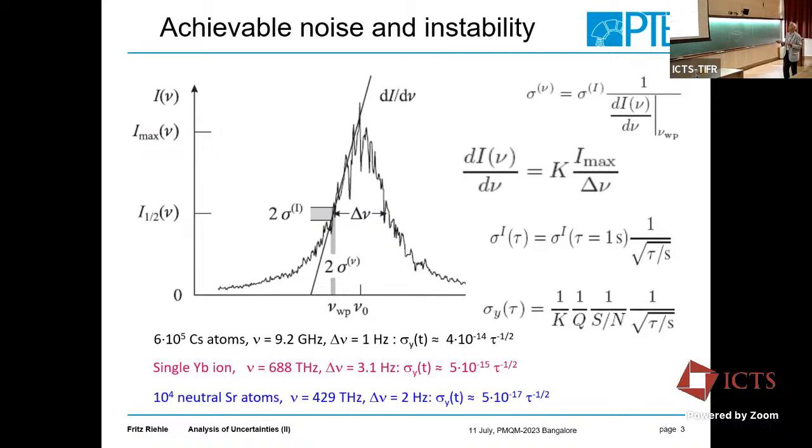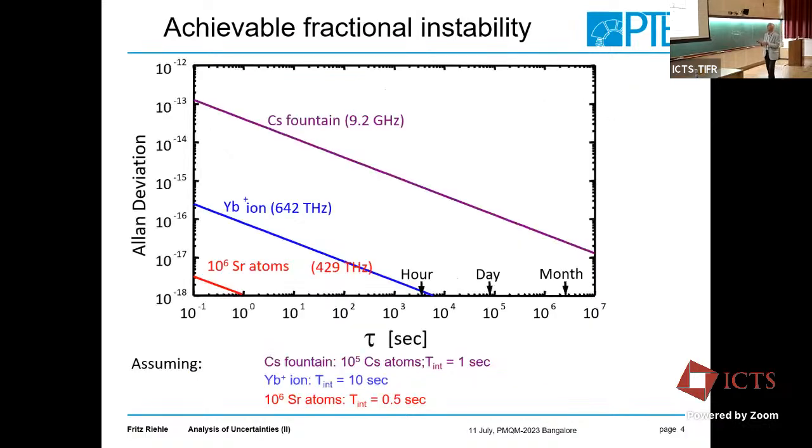But if we would use, let's say, 10 to the 4 neutral atoms, then with an optical frequency like this, and I will talk about these two standards in a minute, we would come down to 5 times 10 to the minus 17 divided by the square root of tau. And this is usually displayed in a so-called Allan variance. I will talk about this in a few seconds. You see, this instability limits your measurement accuracy.